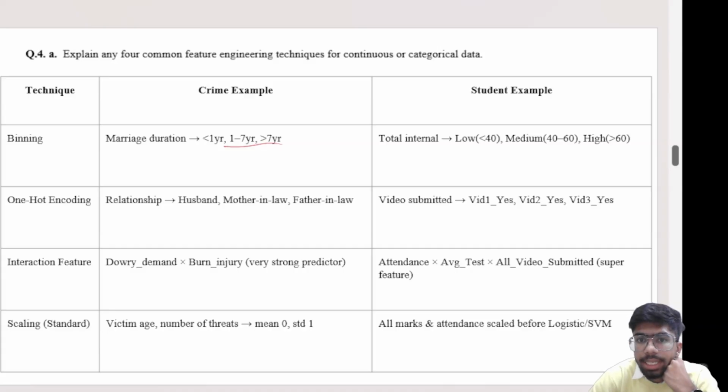In the student example, we can see video 1 is yes, video 2 is yes, video 3 is yes. Each of these becomes a separate column, so the model understands exactly which assignments were submitted.